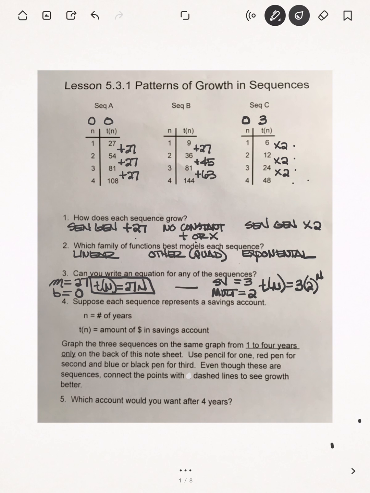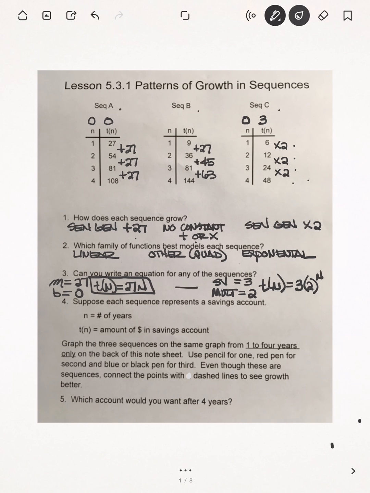I'm going to use pencil for sequence A, I'm going to use red pen for sequence B, and I'm going to use blue or black ink for sequence C. There may be some colored pencils there that you can use, but try to use a different color for each one so it's obvious which points go with which.